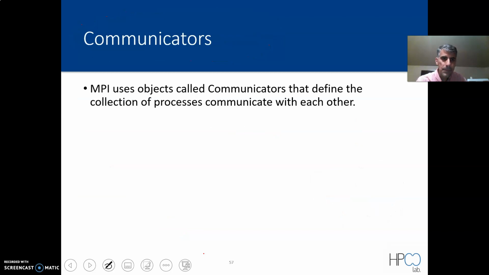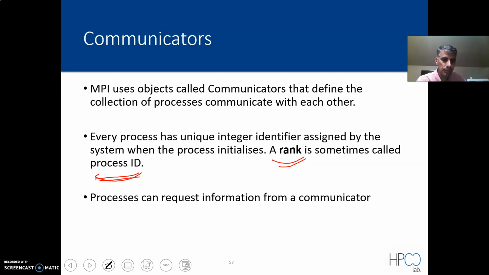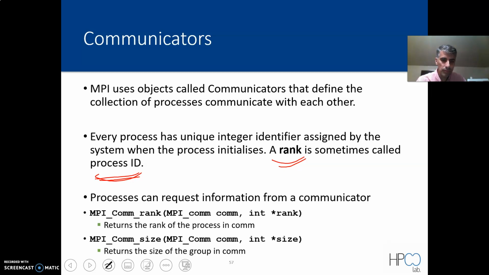I guess that also I talked about. So a rank is also known as a process ID, or the way you can call or address a process in the network. Okay, so I guess I talked about these instructions before, but here we mostly focus on the communicator part.